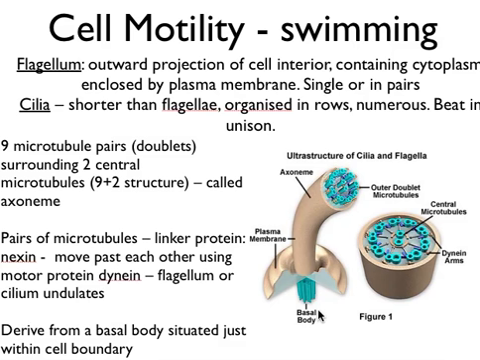Pairs of microtubules are joined together through a linker protein called nexin, and the central pair in the middle, and they move past each other using a motor protein, which is called dynein. Flagellum or cilium undulates. They derive from this basal body, which is situated within the cell boundary. So this is as if it were the interior of the cell. There's this basal body, and the flagella derives from that.